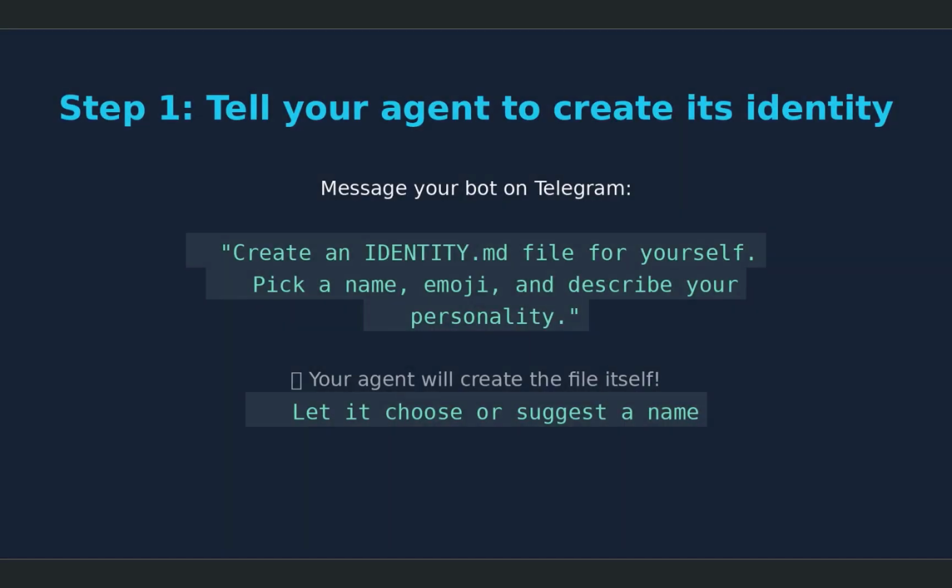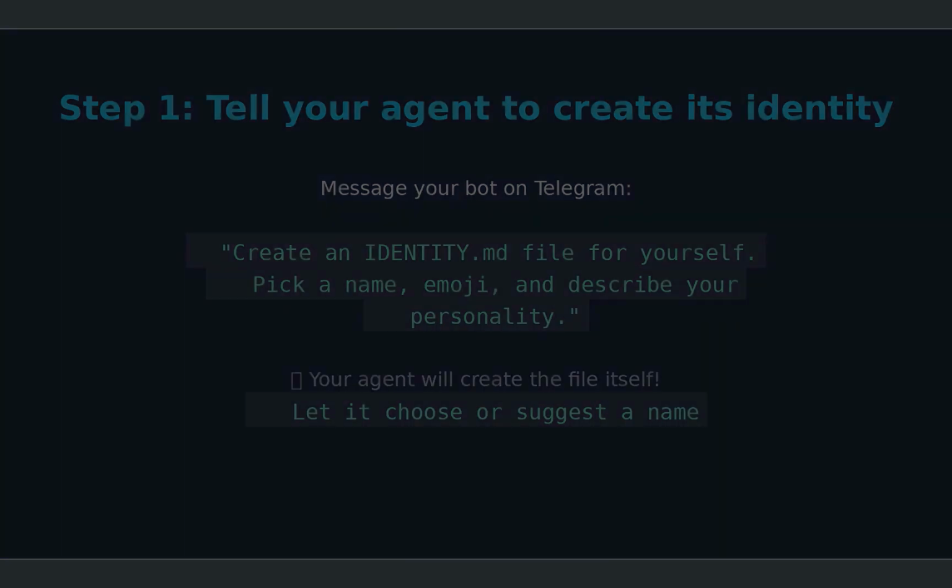First, tell your agent to create its identity. Just message it on Telegram and say, "create an identity.md file for yourself. Pick a name you like, choose an emoji, and describe your personality." Your agent will create the file itself. You can suggest a name or let it choose. It's fun to see what it picks.